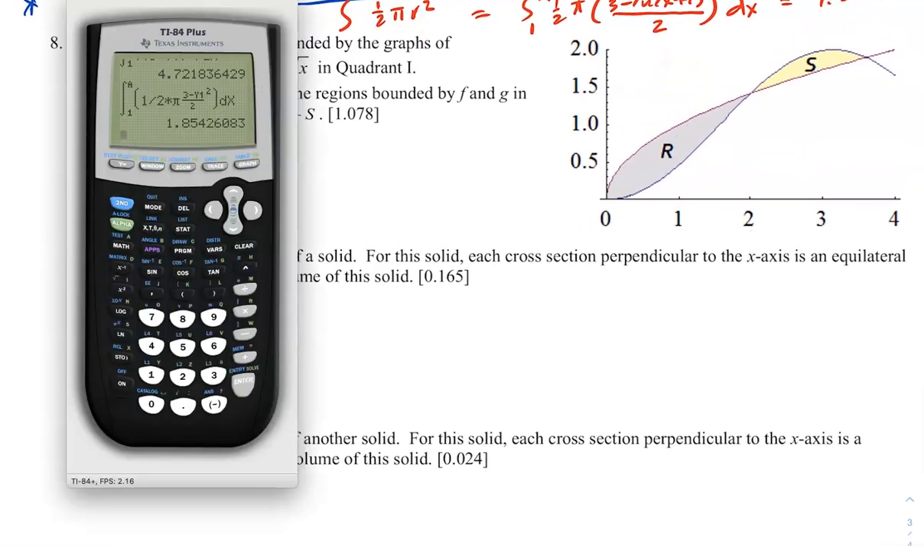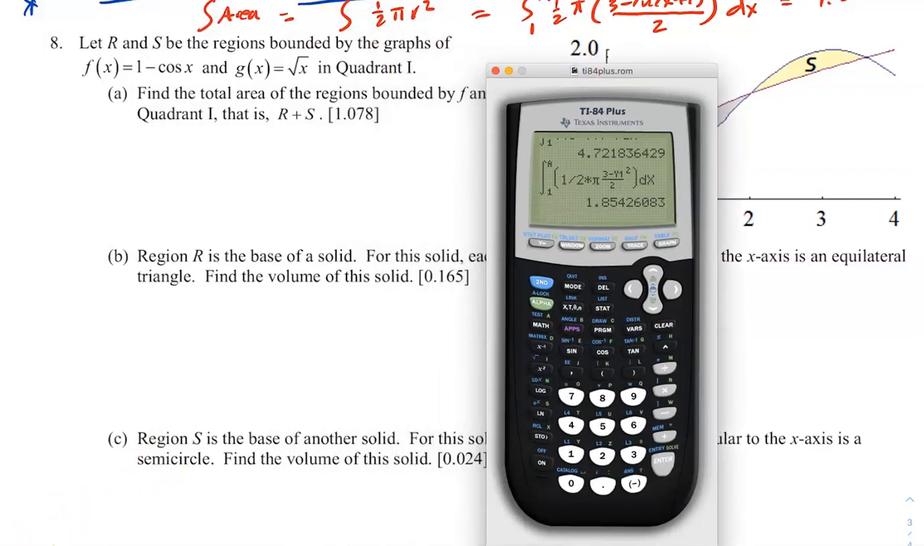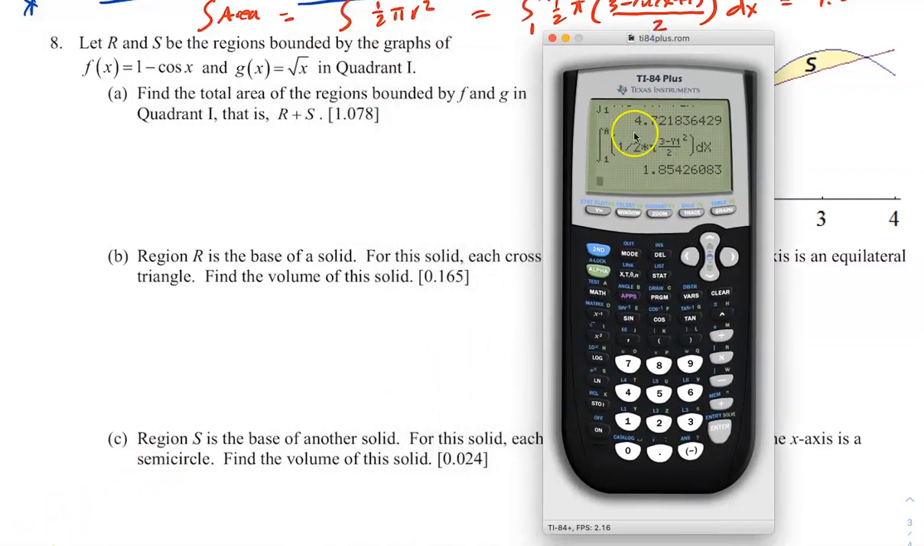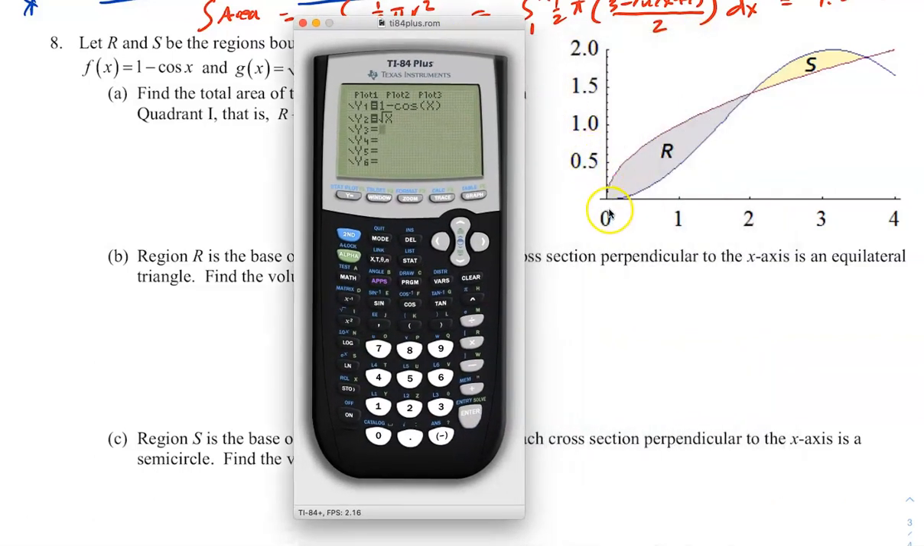You have to use your calculator for this one. So let's go y equals. I put f as the top one, 1 minus cosine x. Make sure you're in radians. You should always be in radians for calculus. Then square root of x. Always fix the window also. Now we're going from what? 0 to 2 and then from 1 to 4. This helps you see it. So my x is going from 0 to 4, my y is going from 0 to 2. Hit graph.